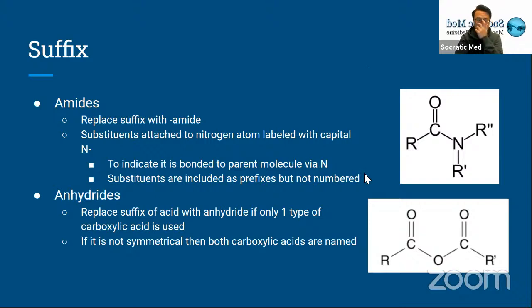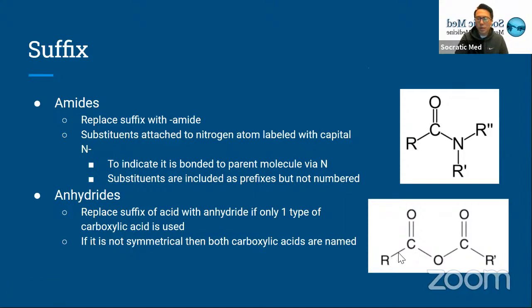And lastly, anhydrides. So these are created by reactions of two carboxylic acids. So to name it, you have to replace the suffix acid of the carboxylic acid with anhydride. When there's only one type of carboxylic acid, you can just replace the acid with anhydride. So if it was propanoic acid, you could just call it propanoic anhydride.